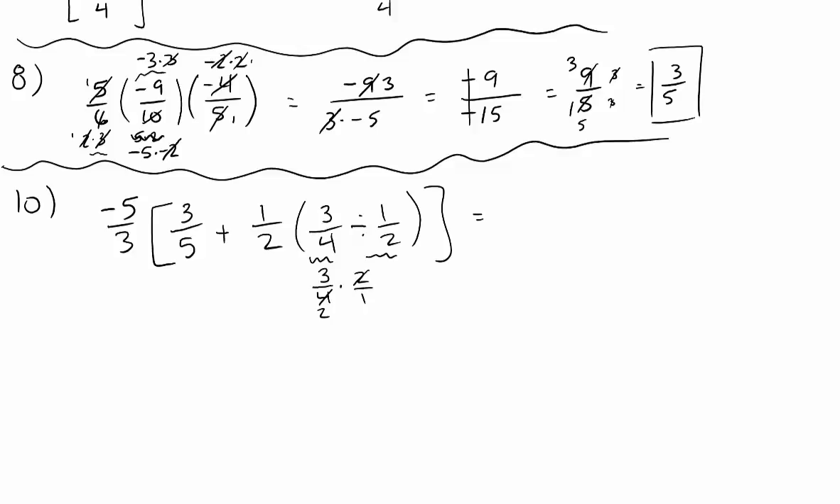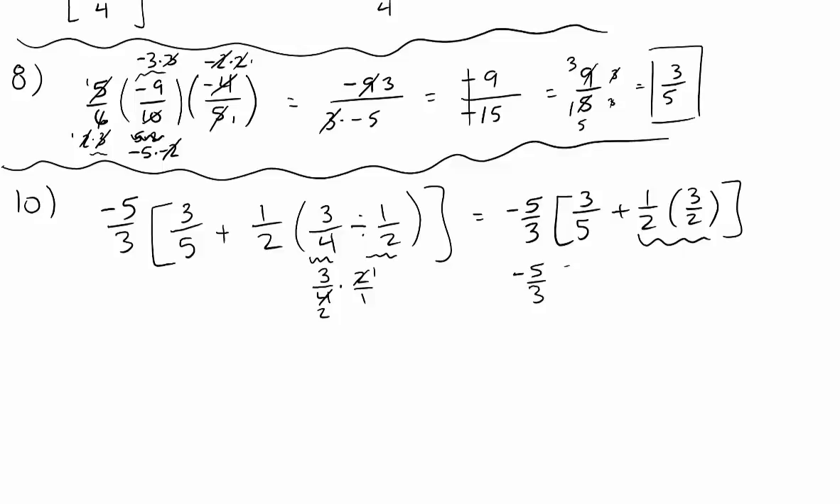If it's a big problem with a lot of steps like this, I like to rewrite it a lot. So now I have negative 5 over 3. This is 3 over 5 plus 1 over 2. And in parentheses I have, let's see, this is a 1. 3 times 1 is 3. 2 times 1 is 2, so 3 over 2. All right. Now again, per the order of operations, we're going to do the next set. This becomes negative 5 over 3, parentheses 3 over 5, plus, and then we do this multiplication here, straight across the top, straight across the bottom, and we get 3 over 4.